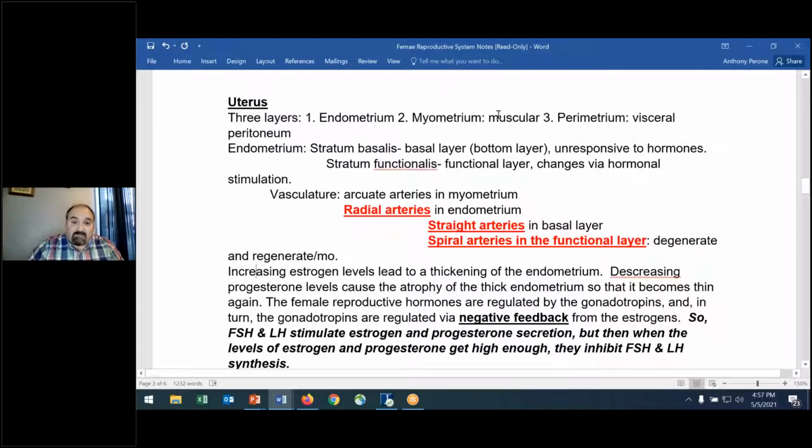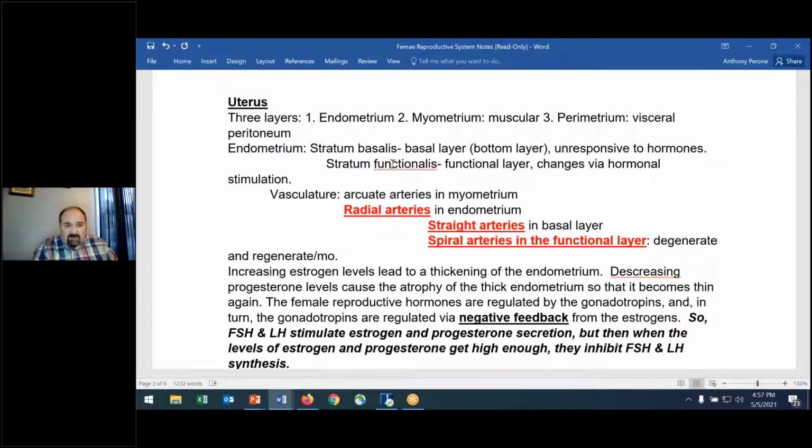So the myometrium is the muscular layer, and the perimetrium is the visceral peritoneum. This is on the outer surface and is the covering of the uterus. Now you'll see here, this is important. Know that there's a basal layer and a functional layer, right? The basal layer, as when we think of the basal membrane, is like the bottom layer when we're thinking of epithelial tissue. So the basal layer is the bottom layer.